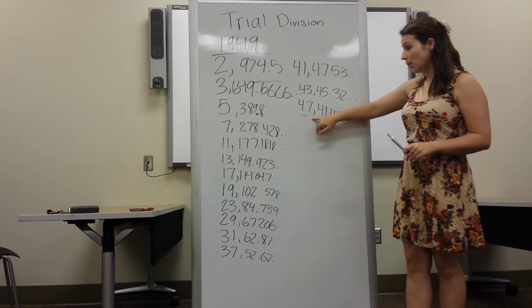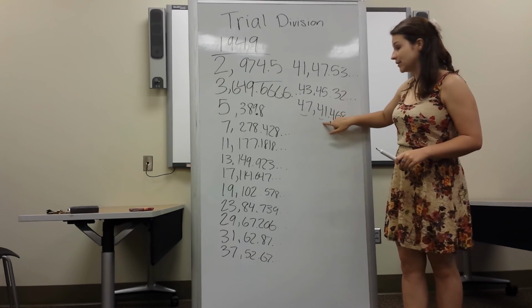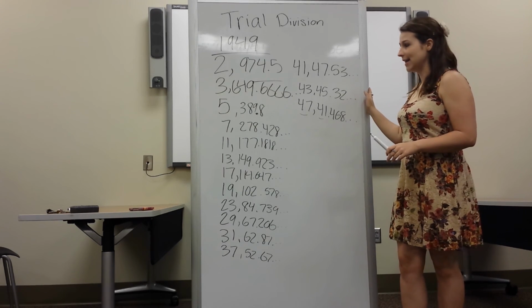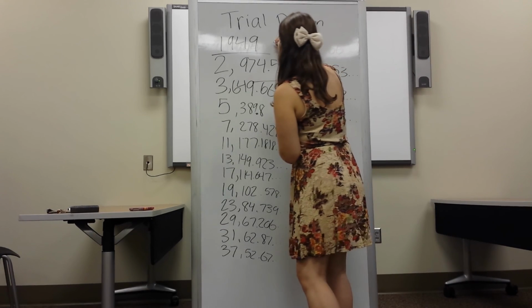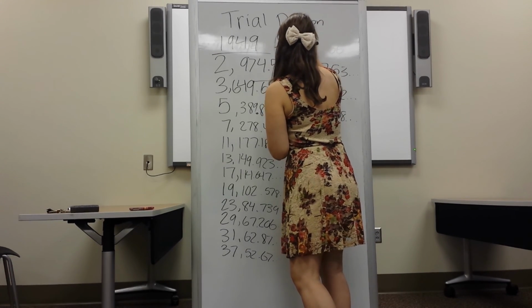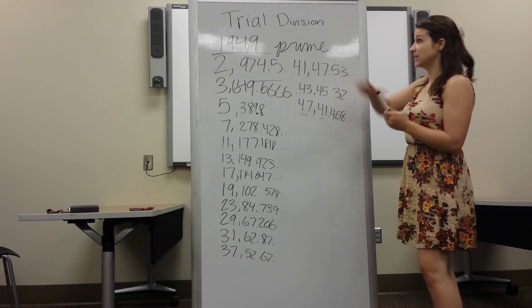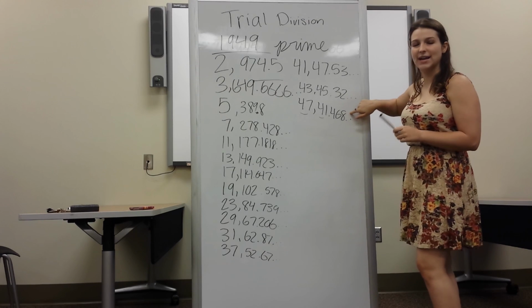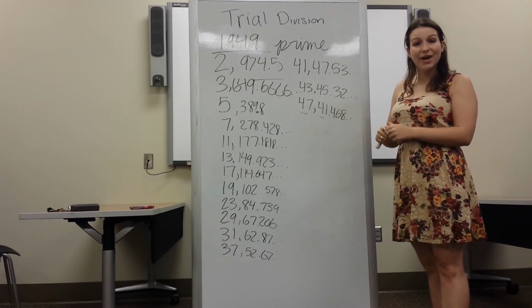Now, if we keep going, these are going to get bigger, and these are going to get smaller, which tells us that there's no way anything goes into 1949. And that means 1949 is a prime number, and trial division has told us this. Because we have nowhere else to go. We have tried every single number, so the only numbers that go into 1949 are 1 and itself.